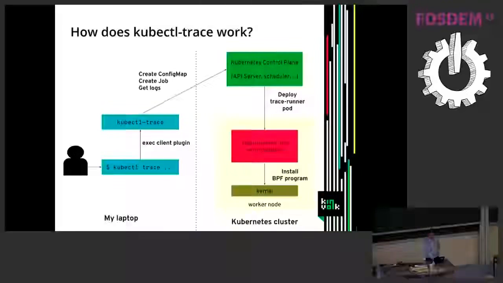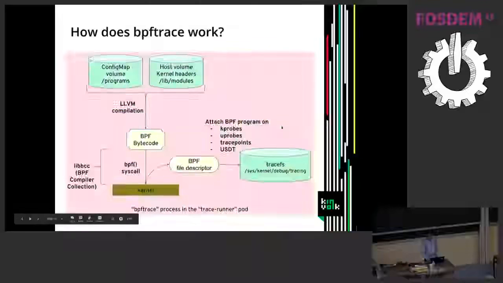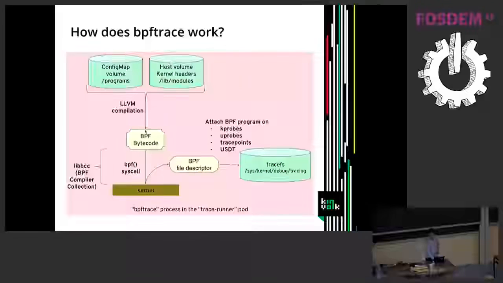It creates a job that will be deployed on a worker node. The job is a trace runner pod that will run bpftrace. And that thing will install the BPF program. So I will zoom in on that pod here to see what it does. So this process will fetch information from the config map to get the program code. It will get the kernel headers from the host and compile it into BPF bytecode. It uses LLVM to do that. And then it will install the BPF program in the kernel with a BPF system call.